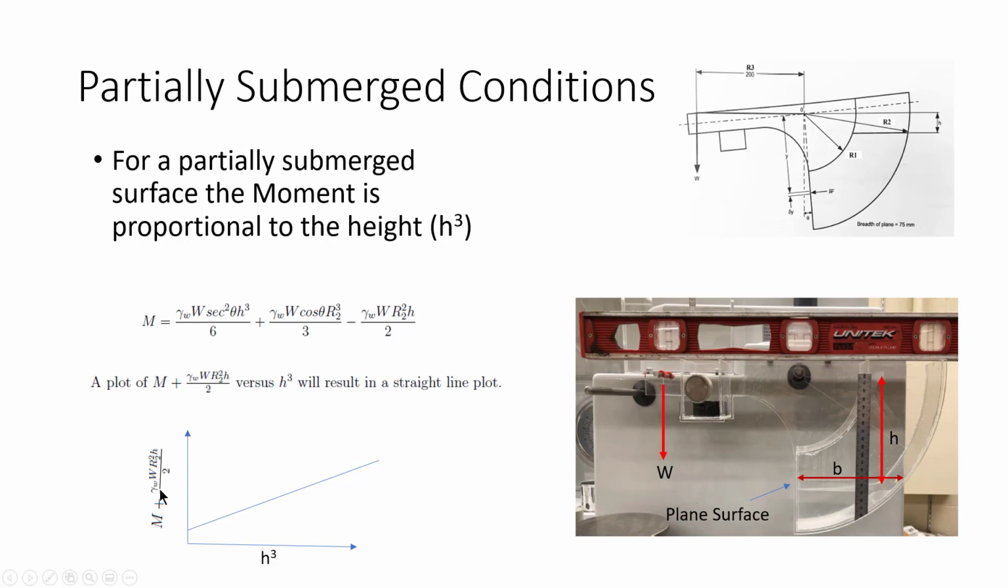So if I plot M plus gamma W W R2 square h over 2, over h cubed, I should see a straight line showing up like I show here. So as part of this experiment, you're going to plot this term versus h cubed to get this line, and show and prove how close we got to the theory by measuring the coefficient of determination of this line, or the R square of this line.